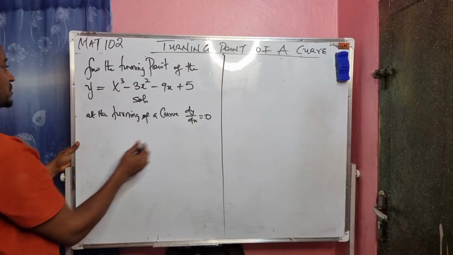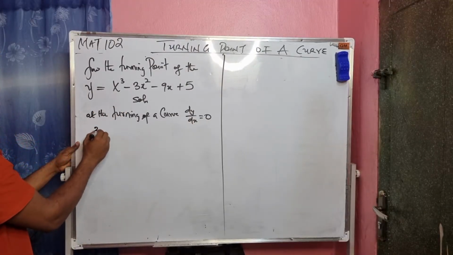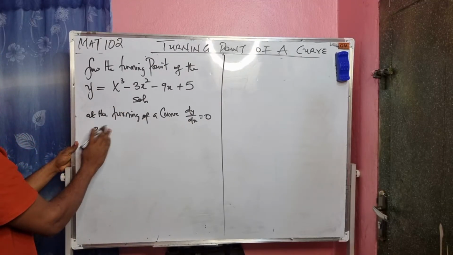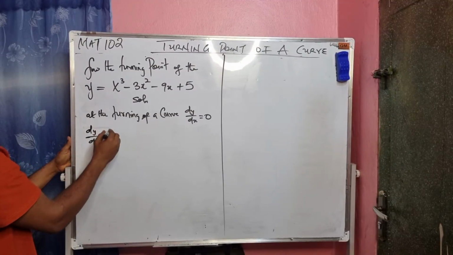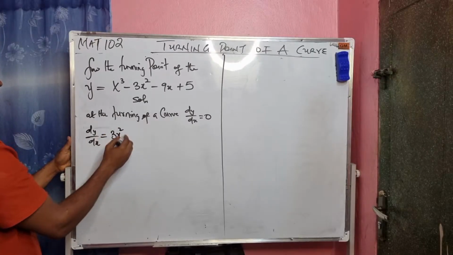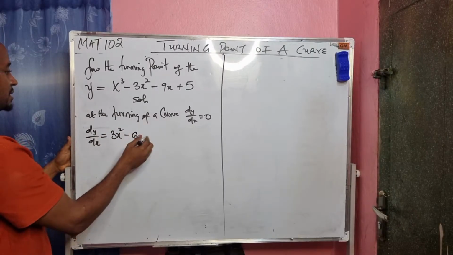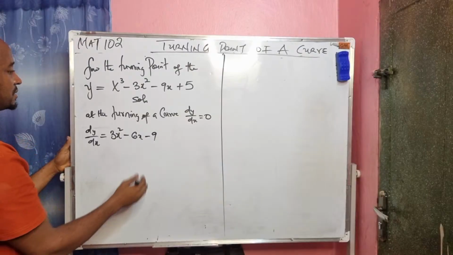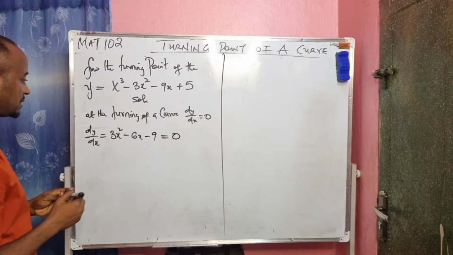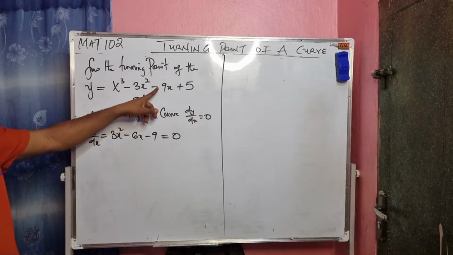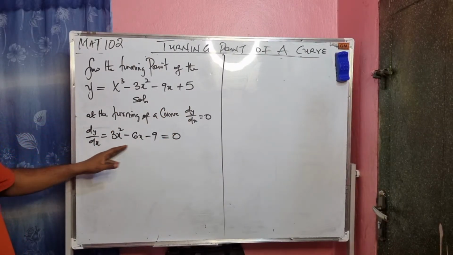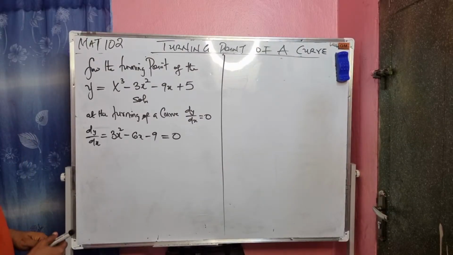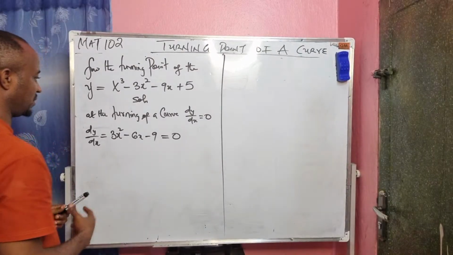So if this is true, that means I will differentiate this to give us dy/dx equals 3x squared minus 6x minus 9, all equals to 0. You know, when you differentiate minus 9x, we have minus 9. When we differentiate 5, we have 0, so no need of adding it here. All right.